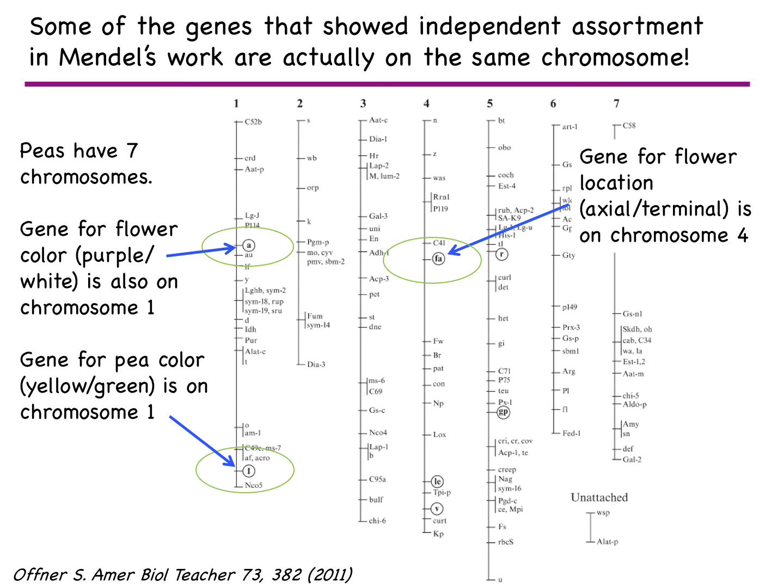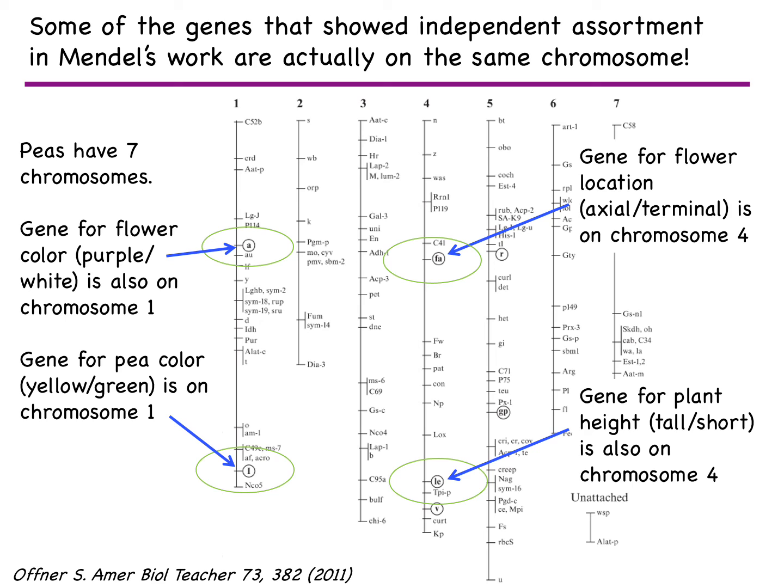Another pair of genes that Mendel used in his studies, the gene for flower location, axial versus terminal, which is on chromosome 4, and the gene for plant height, tall versus short, which is also on chromosome 4. And again, in Mendel's experiments, these gene pairs assorted independently from one another, basically just the same as if they were on separate chromosomes. And the reason that's the case is because it turns out these genes are very far apart on the same chromosome. So they exceed 50 centimorgans.